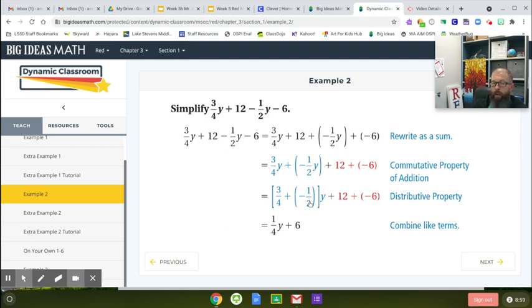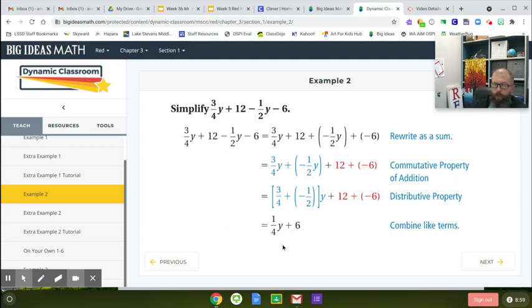You have to get a common denominator, and you end up with 1/4 y. So you change this to 2/4. So 3 minus 2 is 1. And then 12 plus negative 6 is 6. So you're combining your like terms by doing the addition, and then you end up with 1/4 y plus 6. And that's as far as you can go. That is your final answer because you cannot add these together because they're not like terms. They do not have the same variable.